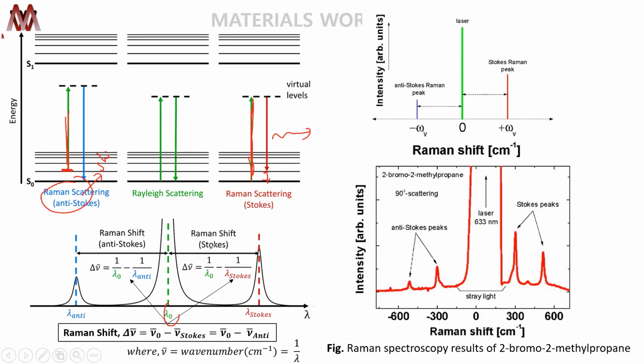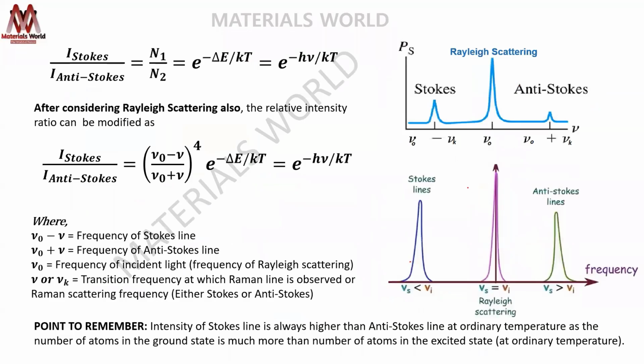So assume this as Rayleigh scattering. Now I'm not plotting with respect to lambda. This is with respect to frequency. So remember, this graph here is with respect to wave number Raman shift, and this one is with respect to lambda. Previously, I was telling about frequency. You got the point. This graph is with respect to frequency.